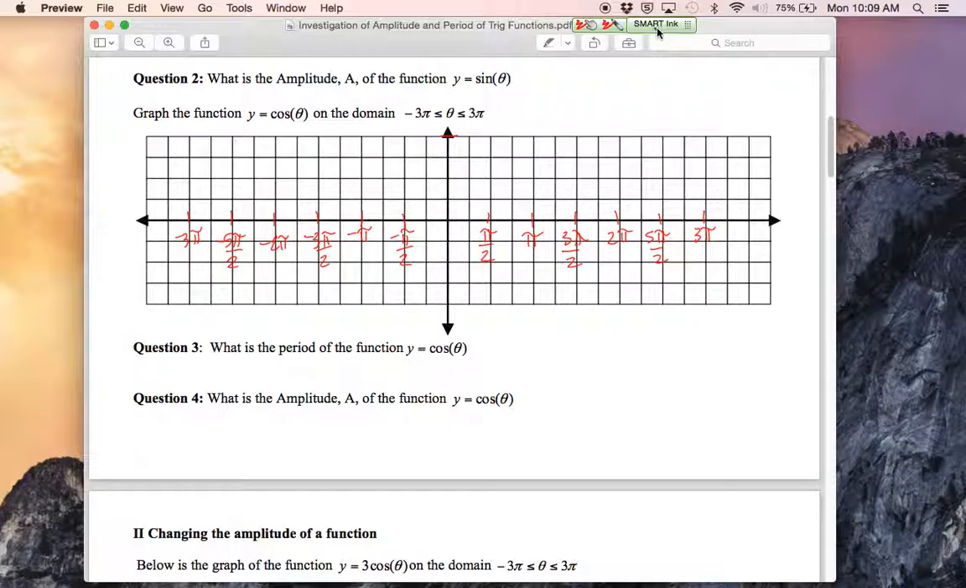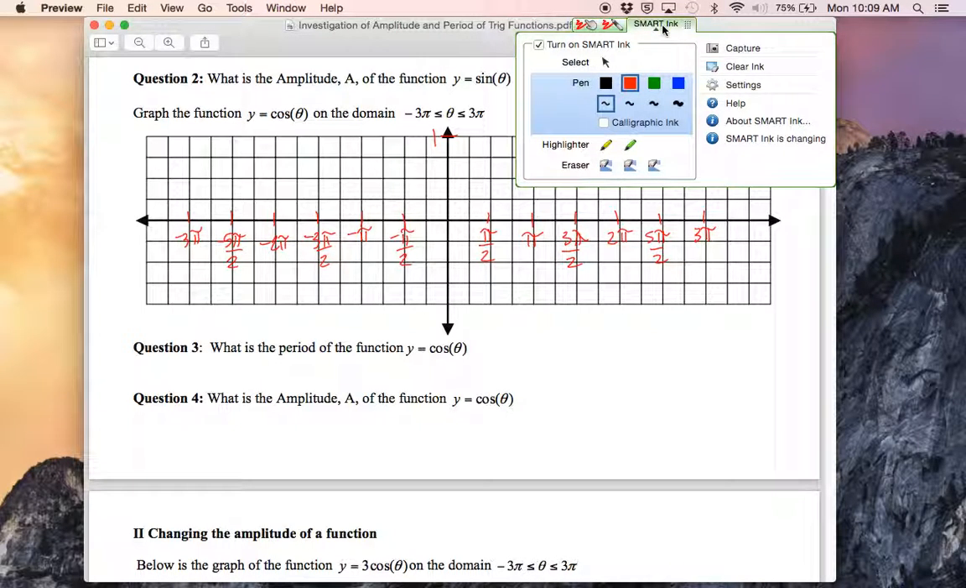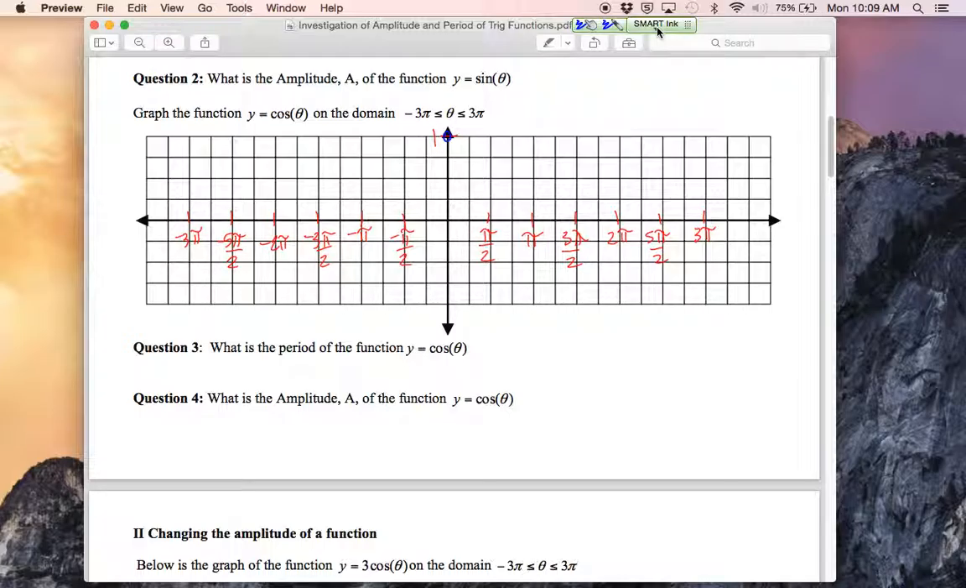Now cosine starts at 1, so I'm going to make a dot at 1, and then it goes to 0, negative 1, 0, positive 1, 0, negative 1, and then it continues over here. Okay, and it makes a smooth curve. And notice I'm not making any jagged, sharp tops, just smooth curves.